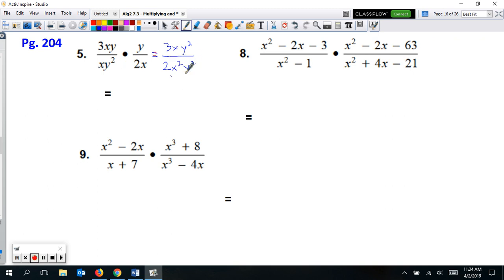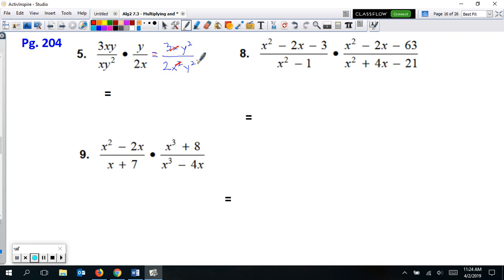So now we want to just reduce this here. So as far as 3 over 2, I can't reduce those numbers, but I can reduce some x's here. I can cancel this x out completely, and this x squared cancels out, and now it's just an x, so I still have a 2x here.